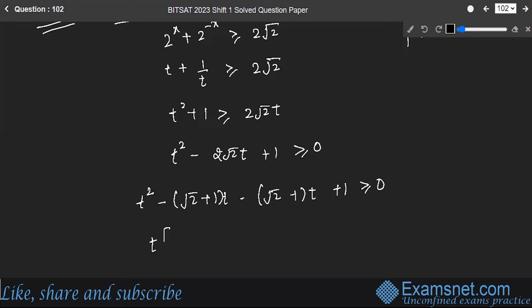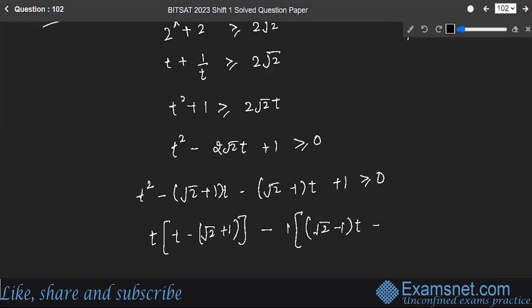Or t will be taken constant. So t minus root 2 plus 1 minus, I'll take 1, and here will be root 2 minus 1 into t. This is being a little difficult. So I'll do one thing. I'll apply the quadratic formula from here.